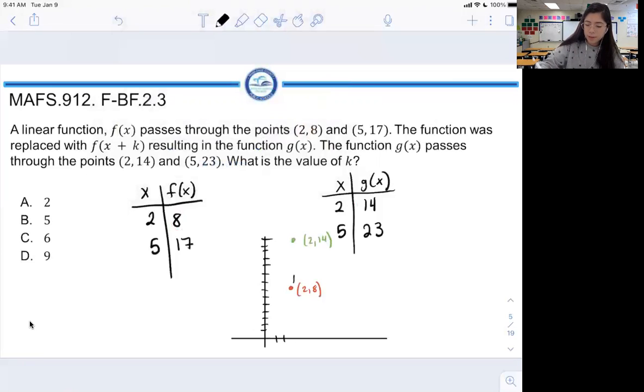So this was a vertical shift. This is up 6 units. Well, how do you write up 6? That would be f of x plus 6 on the outside of the parentheses. But what are we asking? What is it asking for in the question?